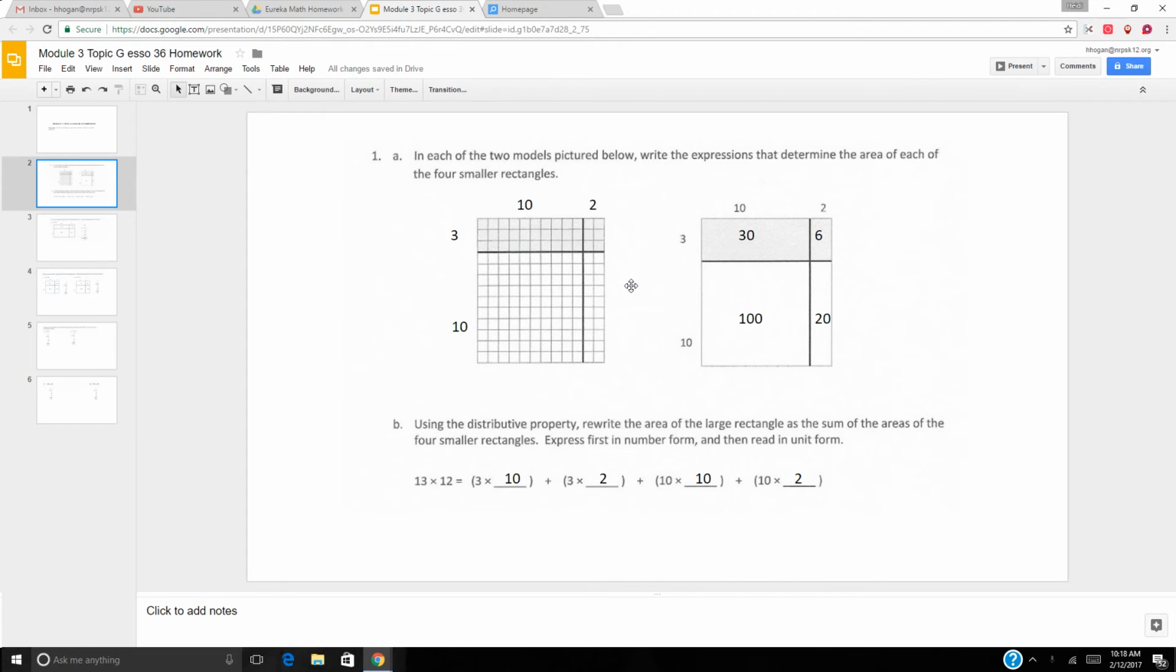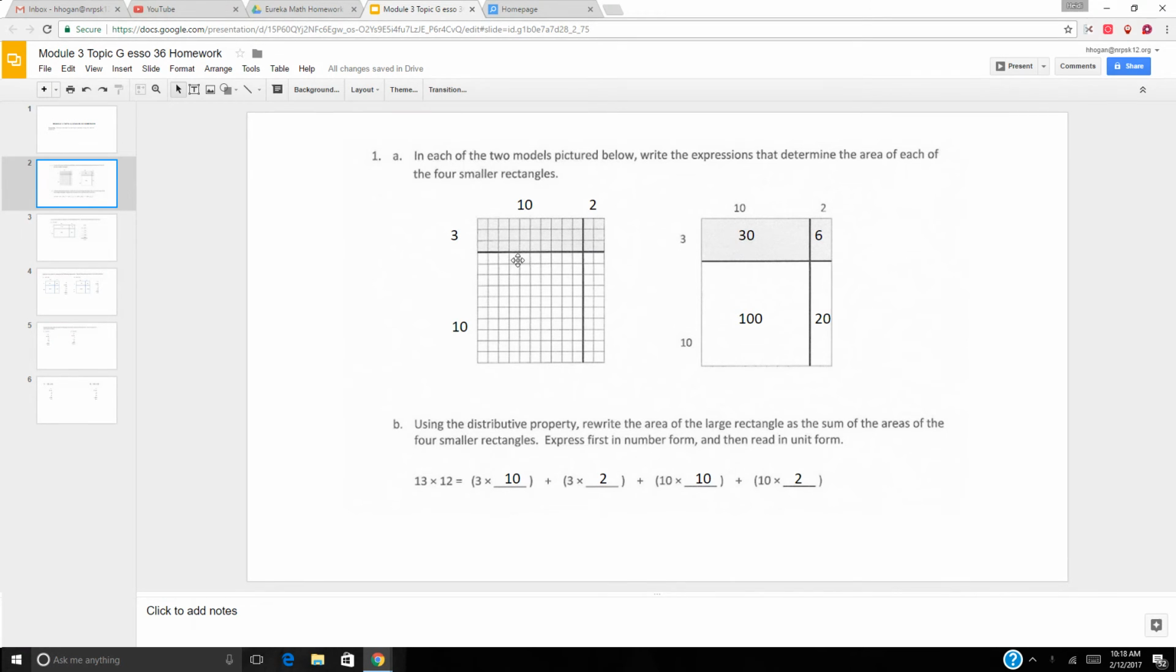In each of the 2 models pictured, write the expressions that determine the area of each of the 4 smaller rectangles. These are the exact same models. This shows you how you can count. 3 times 10 is 30, and you can count 30. So this is 13 times 12.